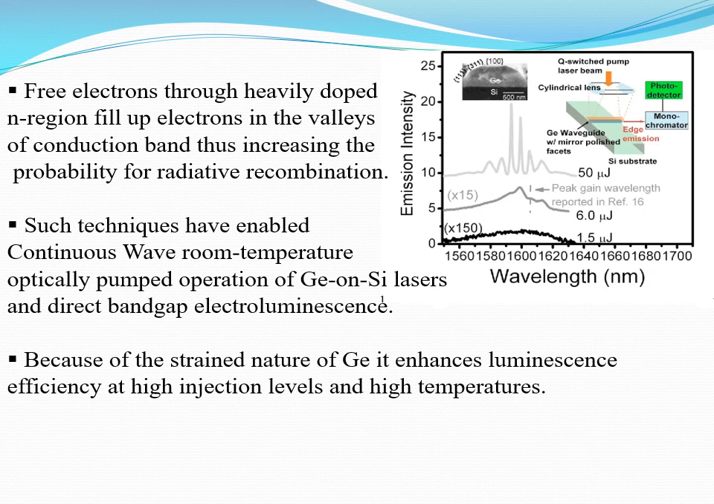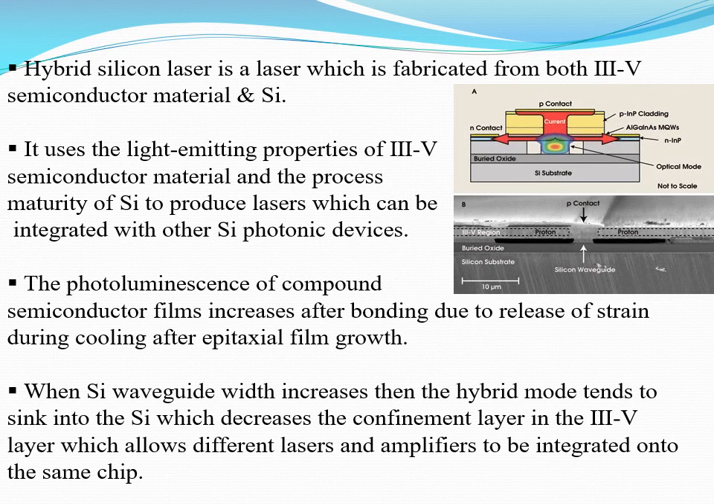This is advantageous when surrounded by an N region. Electrons are filled up and this assists in radiative recombination. This has led to continuous wave room temperature germanium on silicon lasers. Due to the strain in germanium, luminescence efficiency is also increased at high temperatures and injection levels.